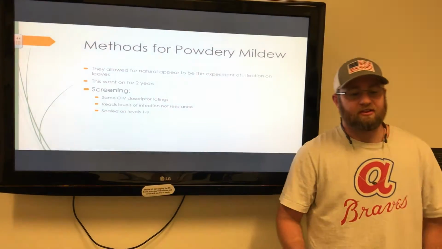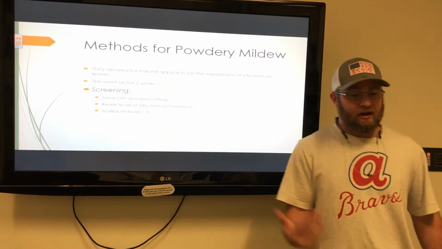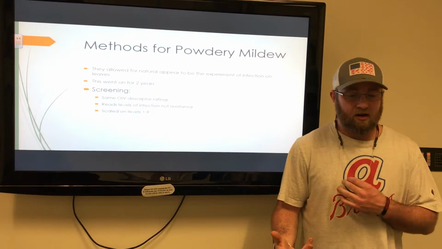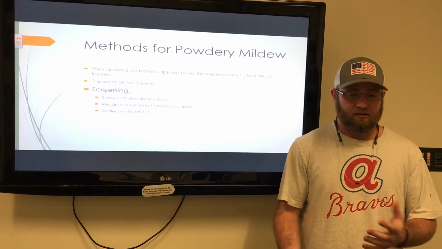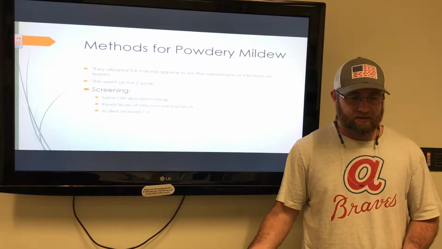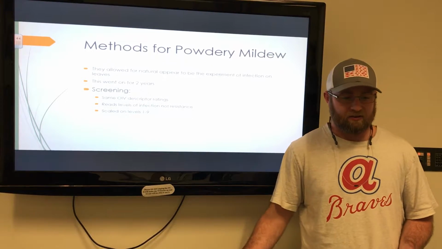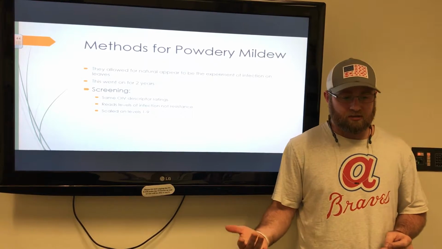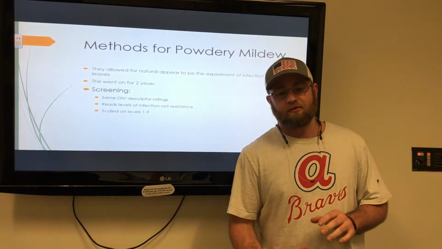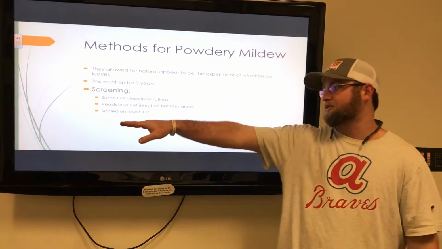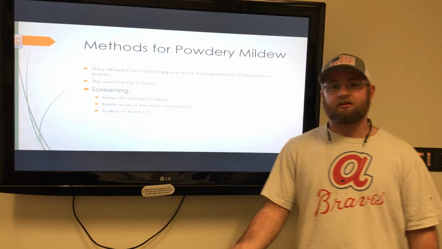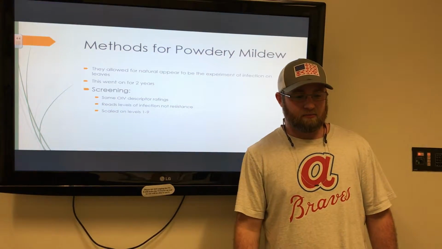All right, so methods for powdery mildew. They allow for a more natural process of infection. They still artificially inoculated the leaves with the powdery mildew, but they just left it up to the plant itself. They didn't cut off leaves, they just left it up to the plant to watch for resistance or infection. And this went on for 2 years. Like I said, the screening's the same. They use the OIV descriptor ratings, still reading for levels of infection, not levels of resistance. You still have your scale 1 through 9, 1 being no infection, 9 being severe infection, and 50% of the clusters on an individual plant.